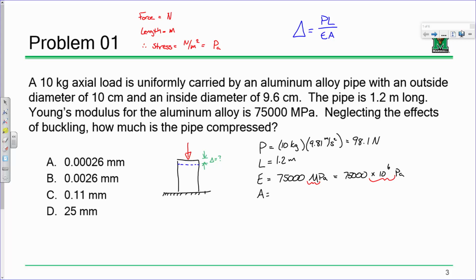Now the area, let's think about that one for a second, okay? So let me draw this down here. We have a pipe, and that is the best drawing you're going to get. So that has an outer diameter of what?